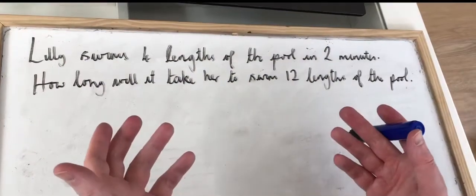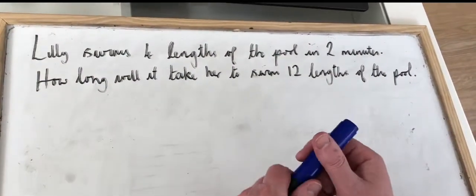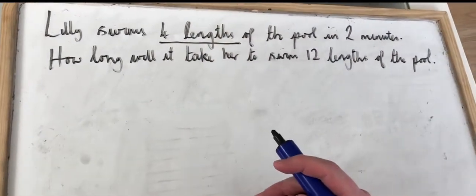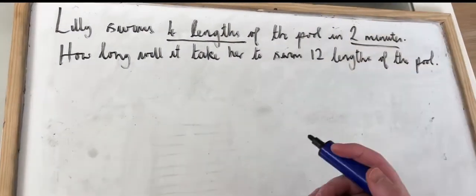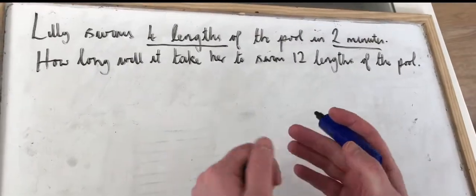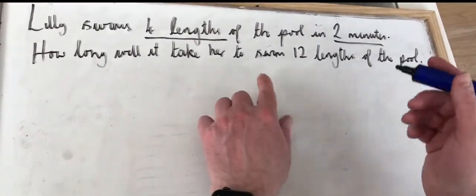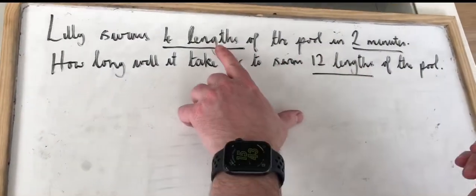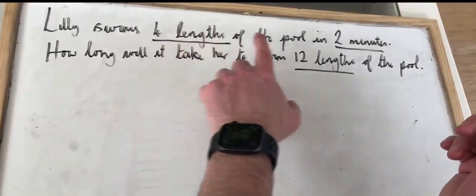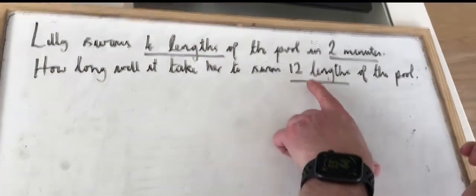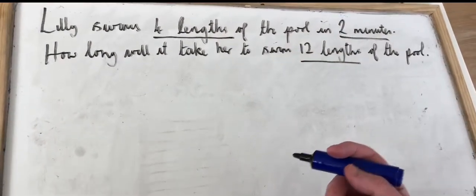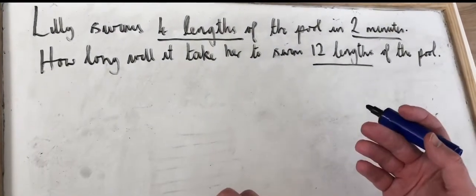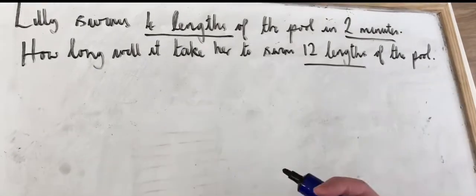Okay, hopefully you've identified the key information: she swims 4 lengths of the pool in 2 minutes. And it's asking us how long it will take her to swim 12 lengths of the pool. So 4 lengths is 2 minutes. What about 12 lengths? Well, actually, this is a ratio question. But if we have a look at it, we can draw to help us understand.